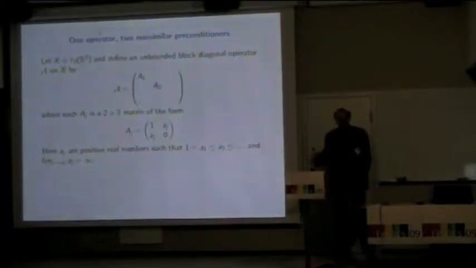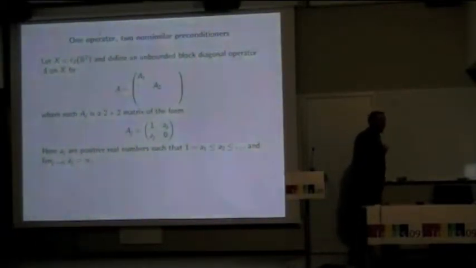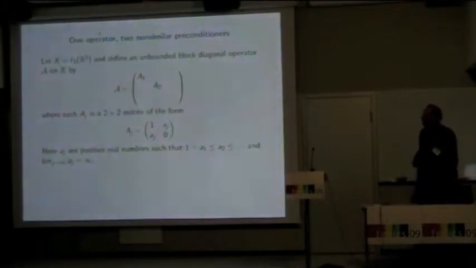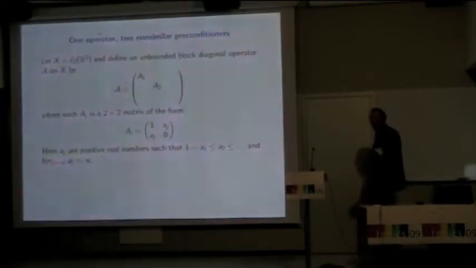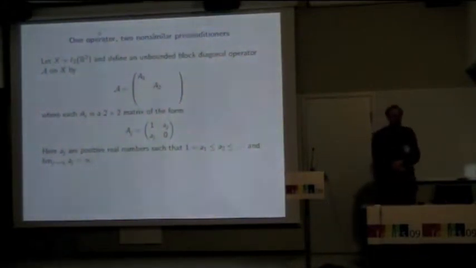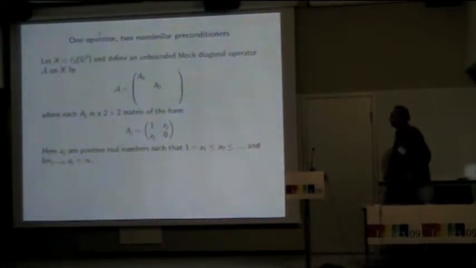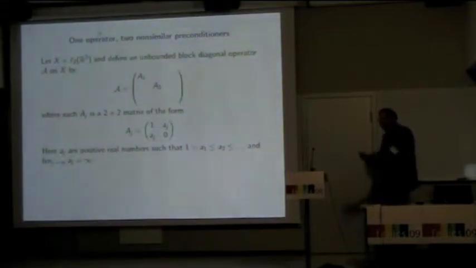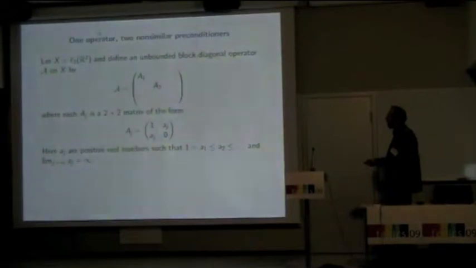So actually, if you want to do a little algebra to understand how one operator can have two very different preconditioners, you can do this just by doing some calculations. You don't have to go to the computer or anything. Just take an operator which is block diagonal 2 by 2 that works on little L2 with values in 2-vectors. So this is an operator like this.